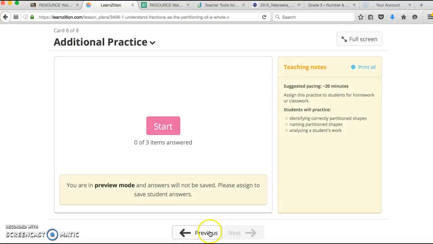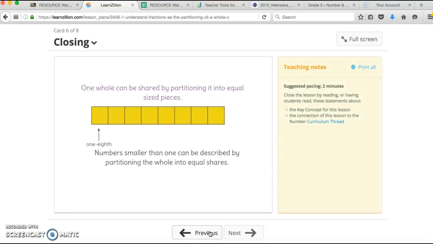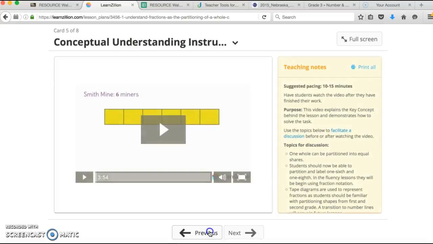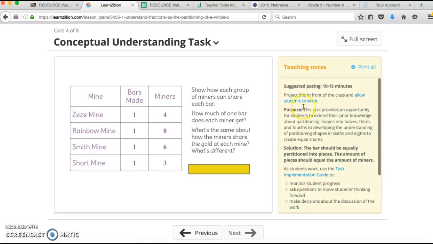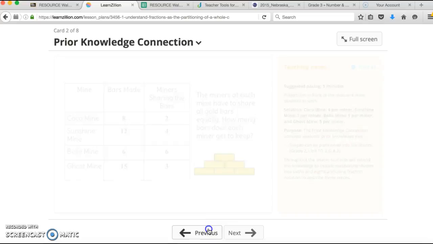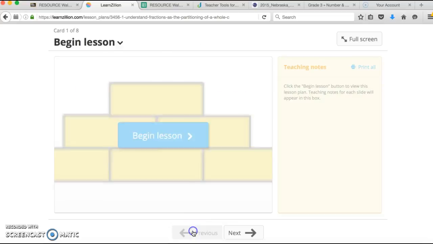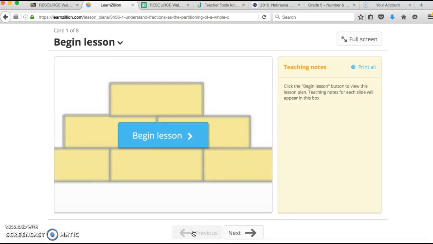One thing that I noticed right away that I really liked about this was the teaching notes on the side. It even talks about the pacing. It talks about the purpose of why you're doing each step. And I think that that's great for teachers to have, especially if it's something that they're not used to teaching or something that they need some more knowledge about themselves.